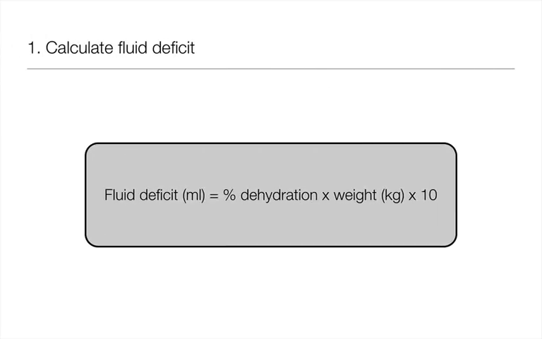So firstly, calculate the fluid deficit. So the fluid deficit in mils is the percentage of dehydration times the weight in kilograms times 10. So again, that table is really important to calculate the percentage that the child is dehydrated.